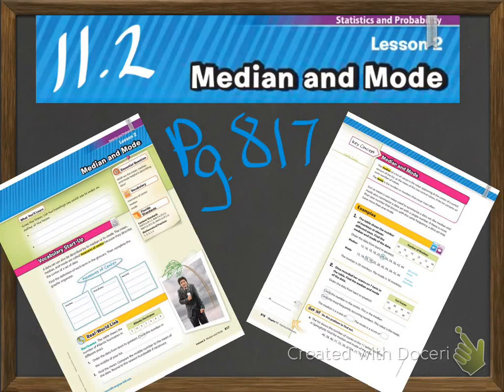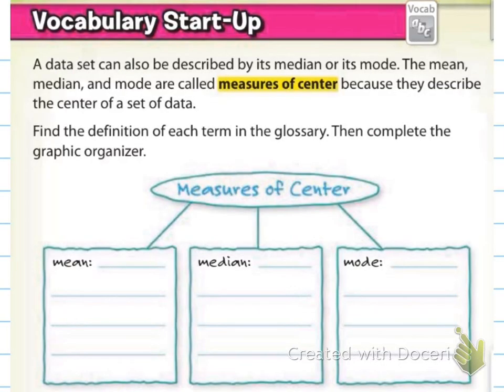All right, so we're looking at 11.2, which is median and mode. It starts on page 817. So a vocabulary startup says a data set can also be described by its median or its mode. The mean, median, and mode are called measures of center.